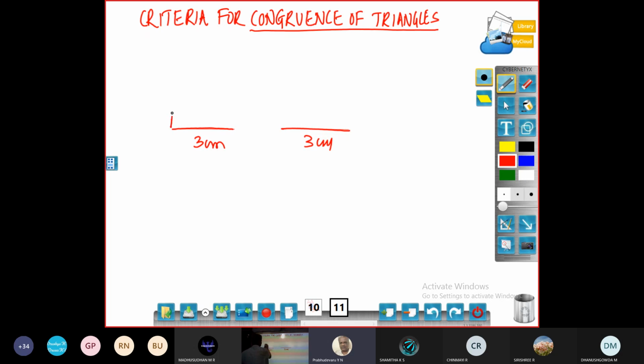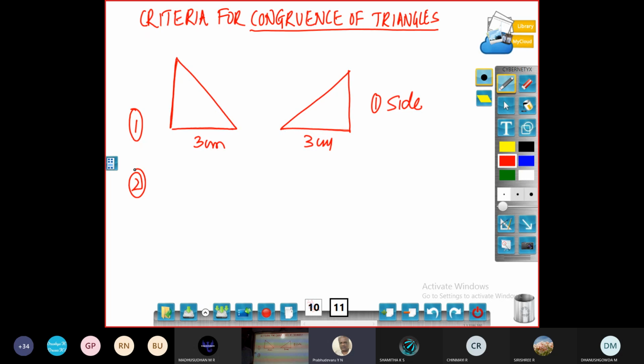You may get different types. See, one side will be like this, then the other one it can be like this. Then this will be like this and they may not be congruent. If I take only one side equal, one pair of sides are equal, then you cannot construct congruent triangles. Sometimes you may get different triangles. So next another condition I will take.